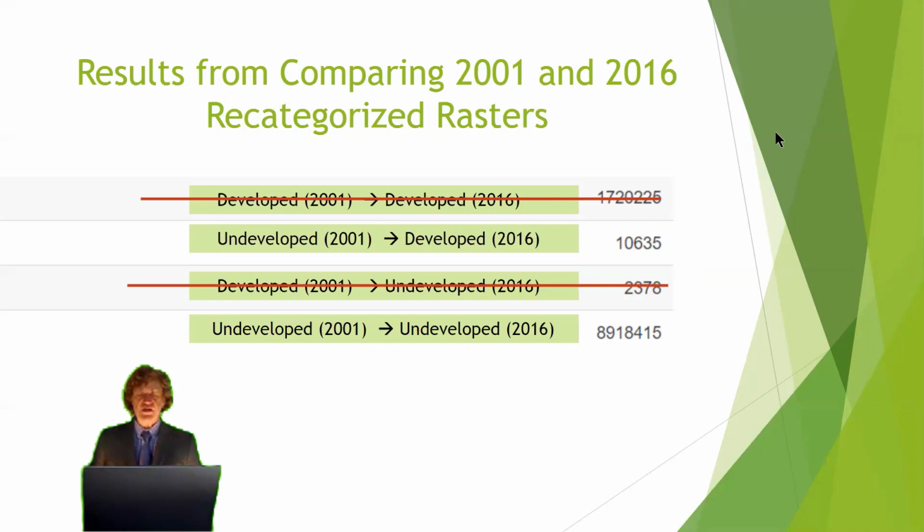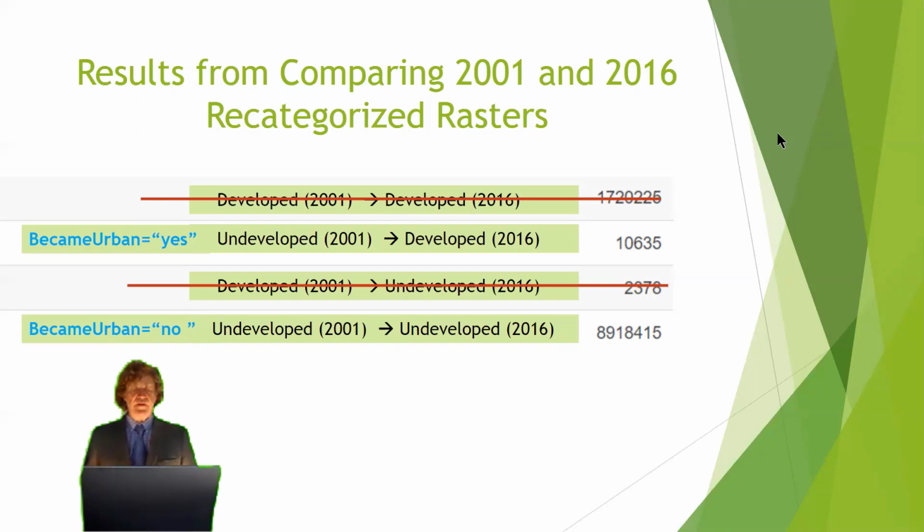And few cells actually changed from developed to undeveloped. That might be an industrialized small area that was redesigned back to a natural area. And you can see these were only 2,300 raster cells. The remaining raster cells are relevant for our research. Undeveloped to developed. These are the cells that became urban. They were undeveloped in 2001, but they were developed in 2016. And then cells that were undeveloped in 2001 and still stayed undeveloped in 2016 were categorized as became urban, no.